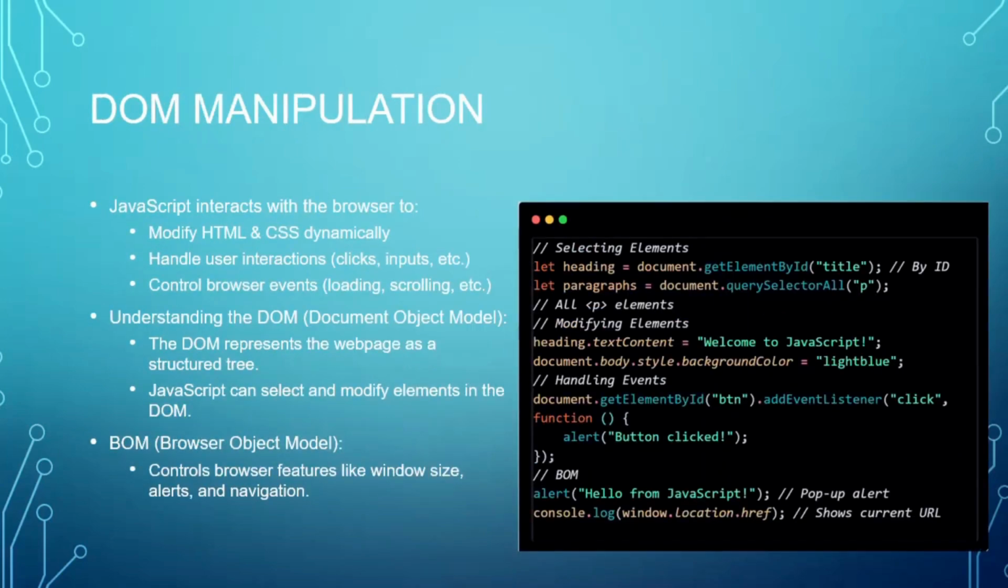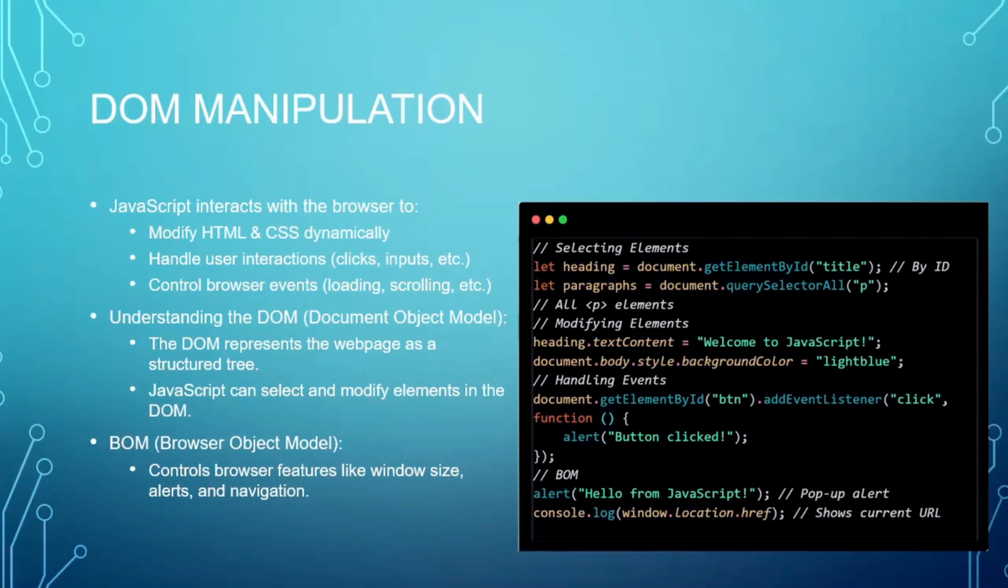JavaScript plays a crucial role in making web pages dynamic and interactive by interacting with the browser. It allows us to modify HTML and CSS dynamically, handle user interactions like clicks and inputs, and control browser events like page loading and scrolling. To achieve this, JavaScript works with the Document Object Model, that is, the DOM. The DOM represents a web page as a structured tree, where each element is a node. Using JavaScript, we can select and modify these elements.